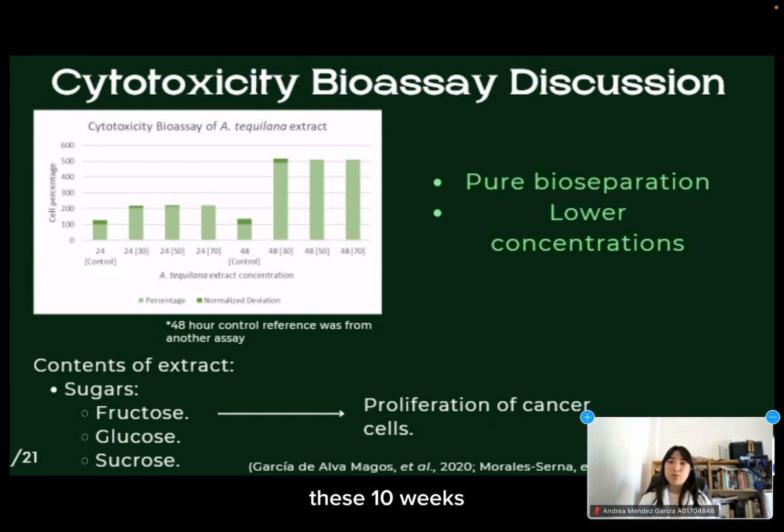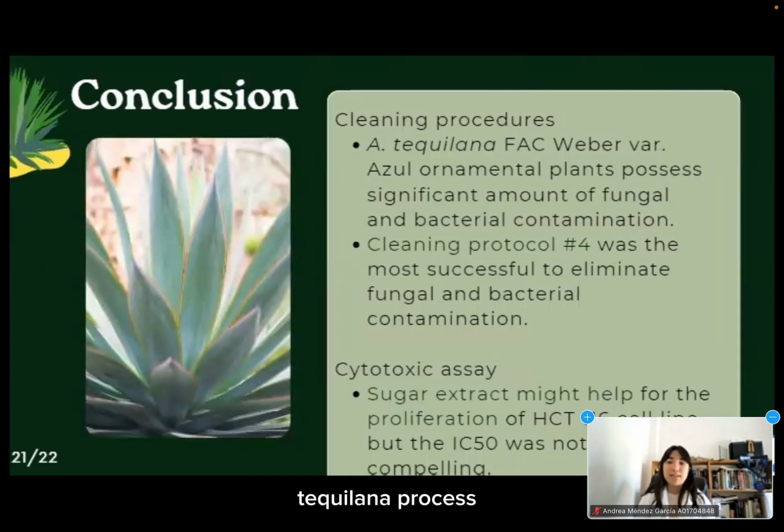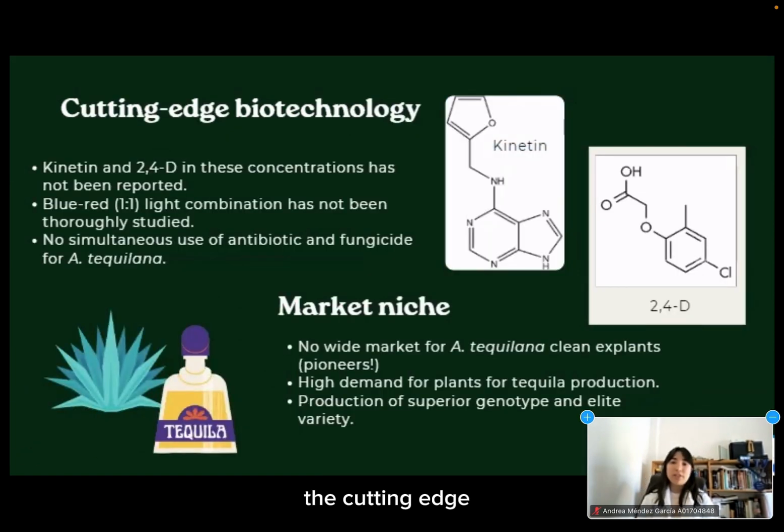Overall, throughout these 10 weeks, we found out that agave tequilana possesses high amounts of fungi and bacteria, which need aggressive fungicide and bactericide treatments to obtain clean explants. Then, the final results for the cytotoxic assay were not reliable, but its sugar content might promote proliferation. The cutting-edge biotechnological elements presented in the first experiment proposal were the kinetin and 2,4-D hormone combinations, since they have not been reported to the best of our knowledge in developing shoots for agave tequilana.